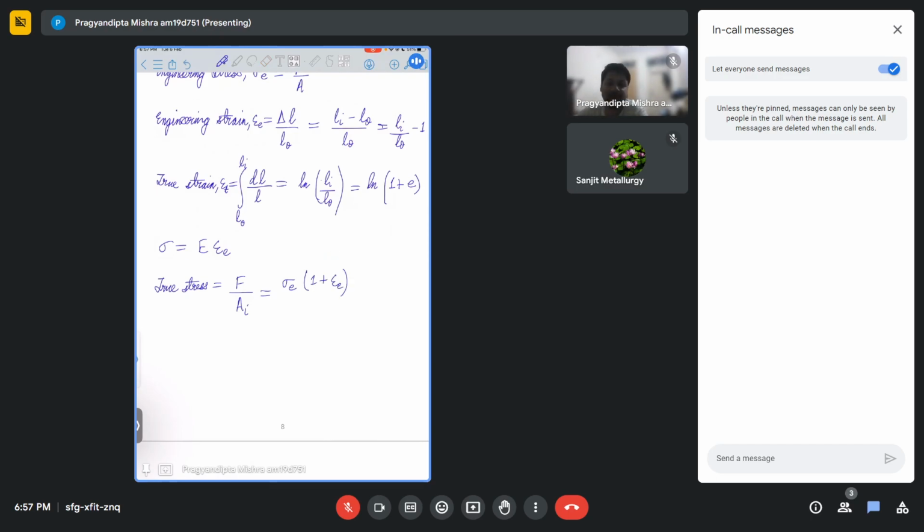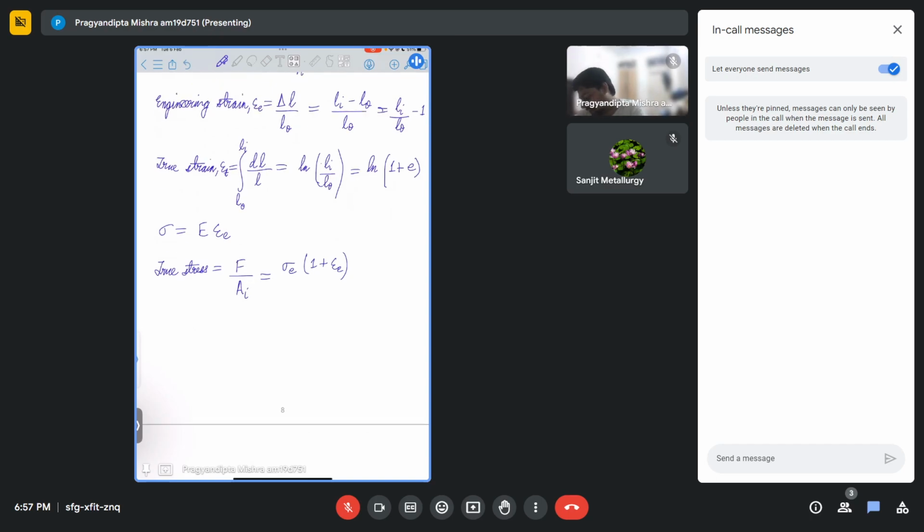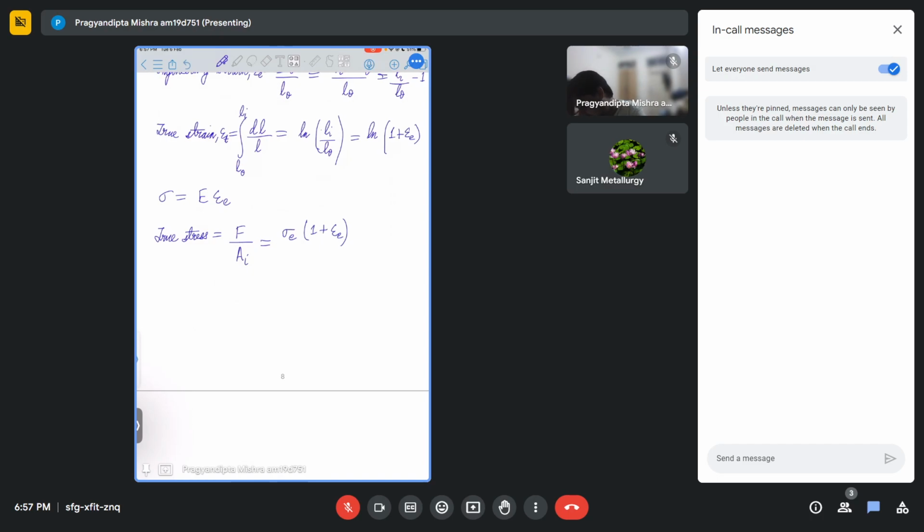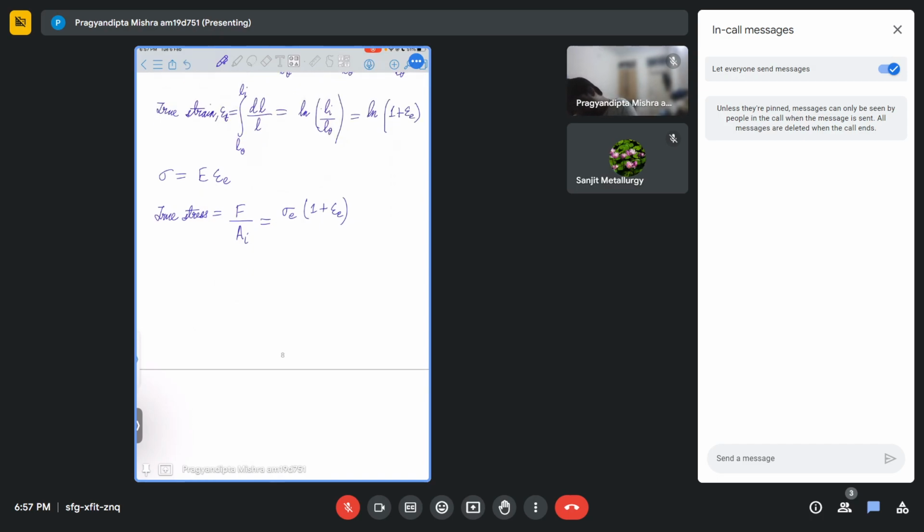Now how did we get this sigma E times 1 plus epsilon E? Okay, look at it this way. Your true strain was ln of 1 plus E or ln of 1 plus epsilon E, right? Now your area is proportional to your change in length, right? I will not show you the full derivation. I would expect you to go back and look at this derivation and try to do it yourself. Think about it this way, okay? Your area is proportional to your change in length, right? So your AI is proportional to your Li, right? Or change in area is proportional to your change in length.